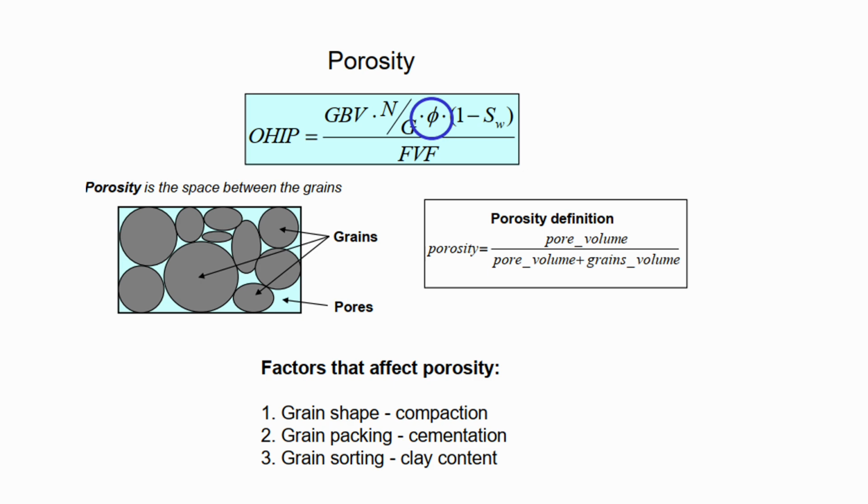What affects porosity? Grain shape and compaction: tightly packed grains reduce porosity. Grain packing and cementation: more cement means fewer pores. Grain sorting and clay content: poor sorting fills gaps, lowering porosity. Porosity is key in oil and gas reservoirs, showing available space for hydrocarbons, but some of that space contains water, which is accounted for by SW, water saturation.